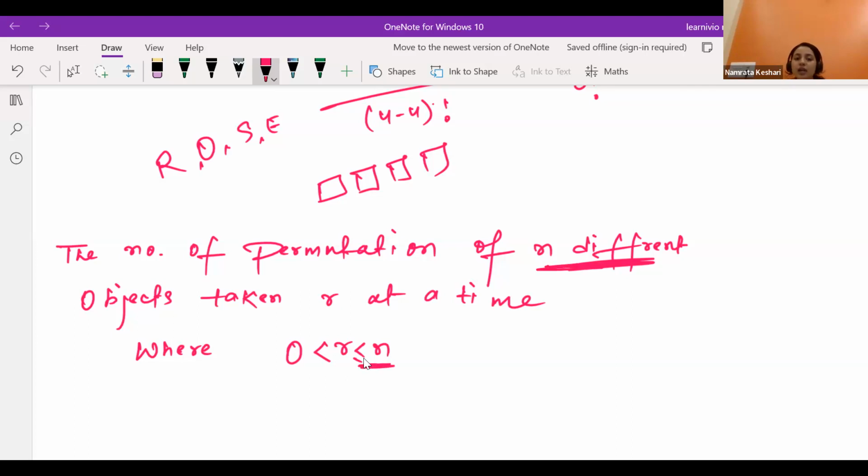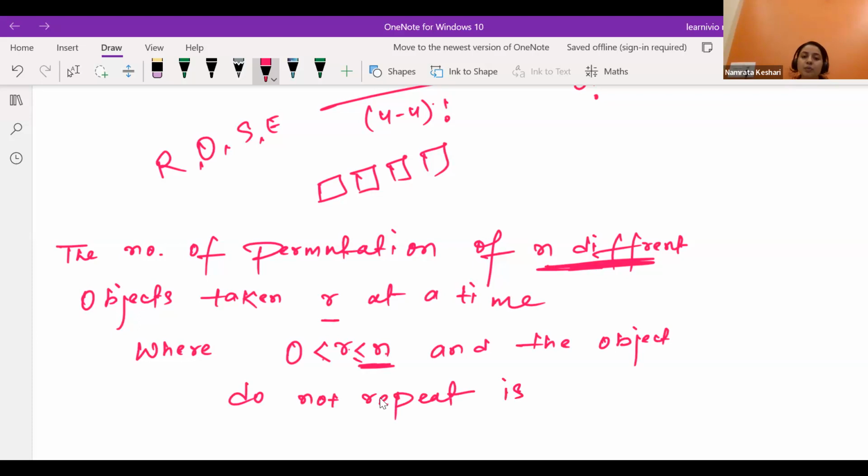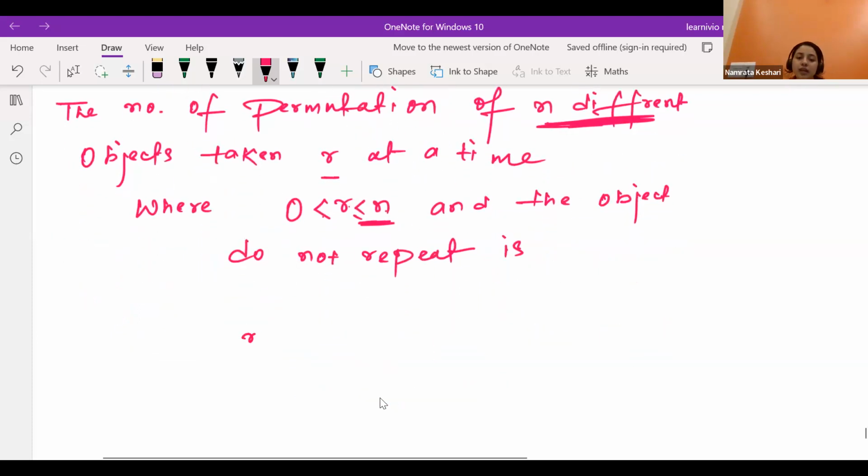Total n objects are there and we are taking r at a time. r can be maximum equal to n or greater than 0. And the objects do not repeat. I said to you, repetition is not there, the permutation will be like nPr. The formula is n factorial by n minus r factorial. Is it crystal clear to both of you, Ali and Alina? Yes, ma'am.